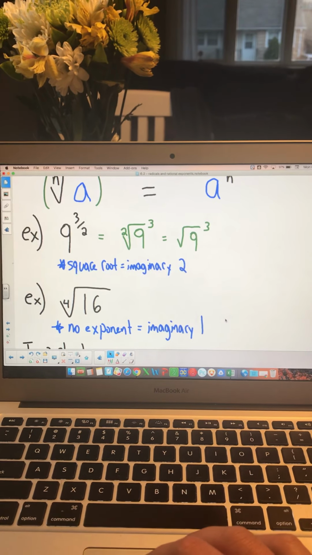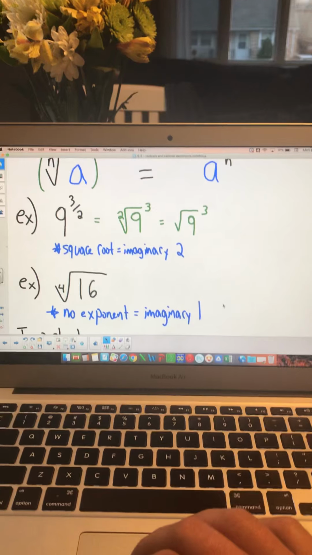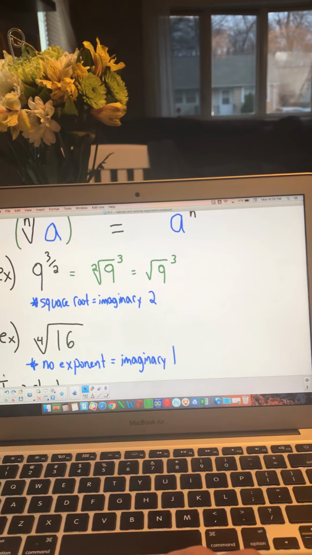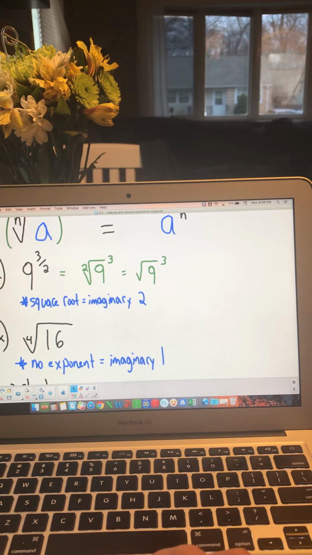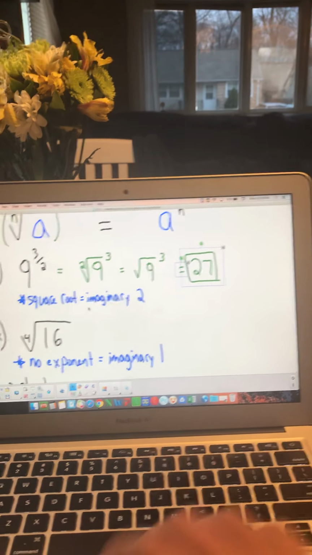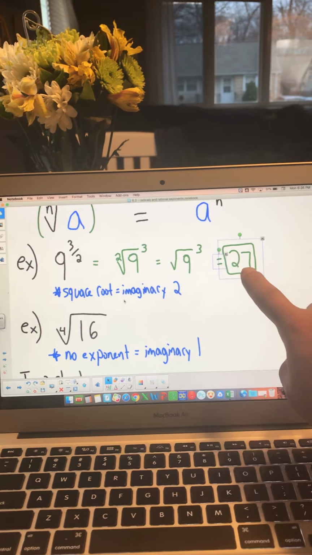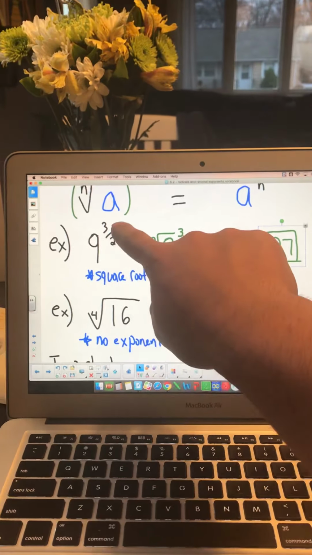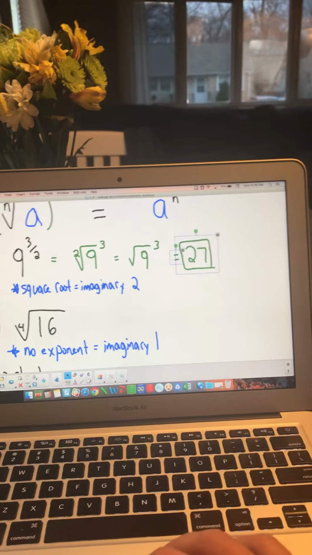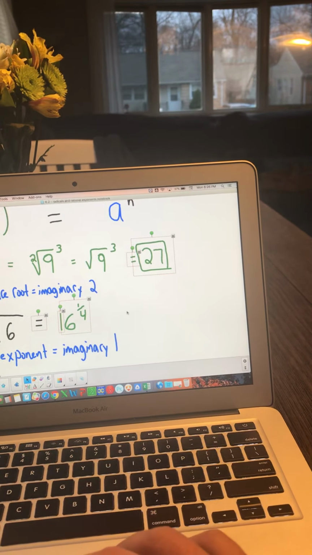Same thing here. This is the 4th root of 16. Well, I apologize, when we go back, the square root of 9 to the 3rd power is 27, or 9 raised to the 3 halves. When we rewrite this, 4th root of 16, it becomes 16 to the 1/4.